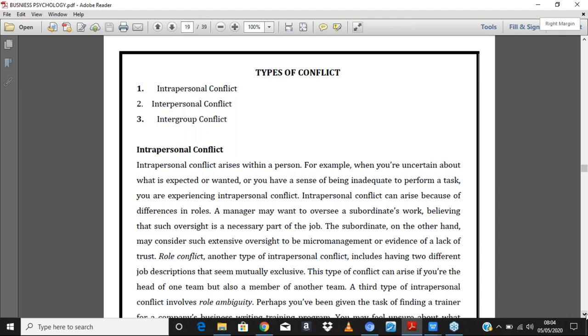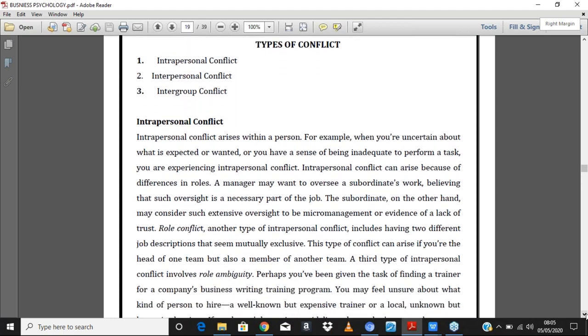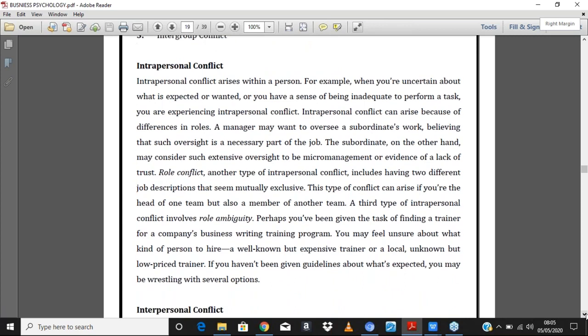Now, intrapersonal, INTRA, then personal. Intrapersonal conflict arises within a person, so within you, within a staff member, within an employee. For example, when you're uncertain about what you're supposed to do or about a particular task. Intrapersonal conflict can arise because of different roles. When there's role conflict, you could have intrapersonal conflict. Role conflict includes having two different job descriptions that seem mutually exclusive.